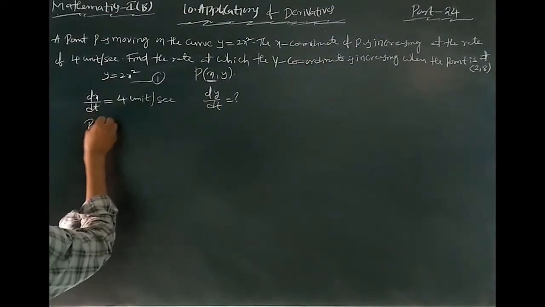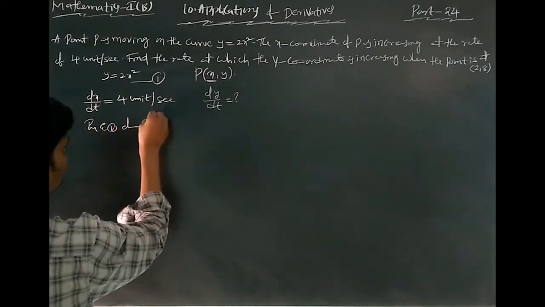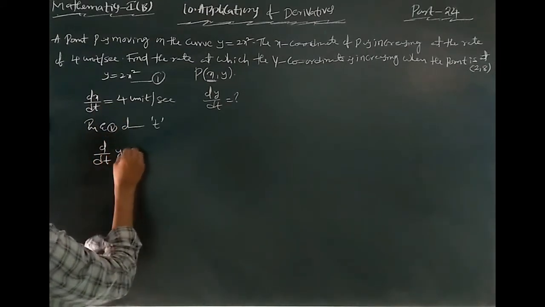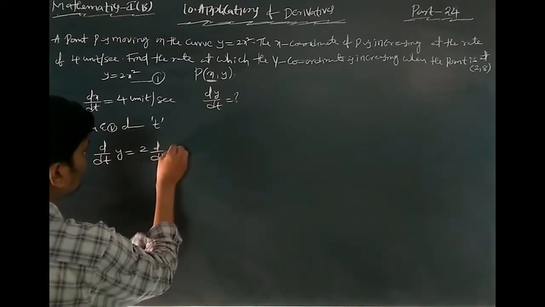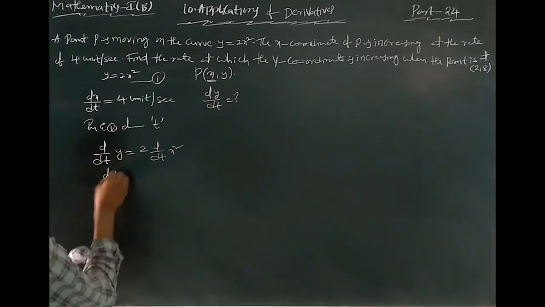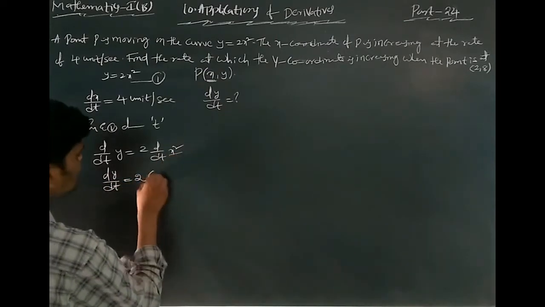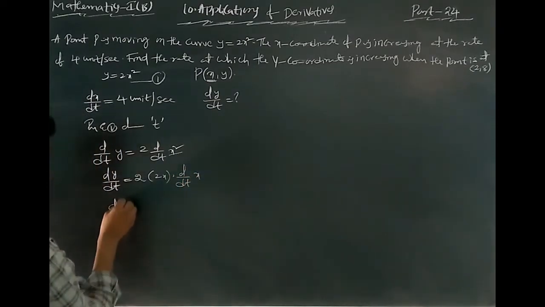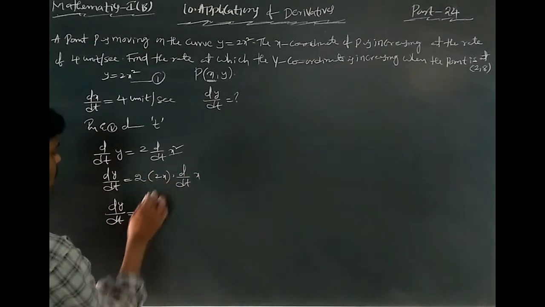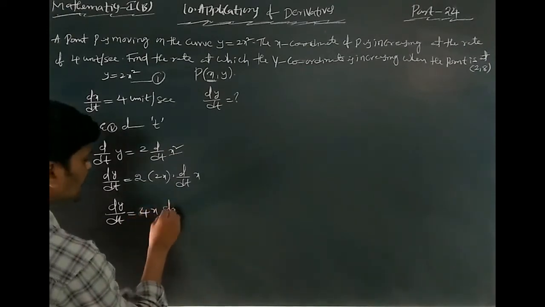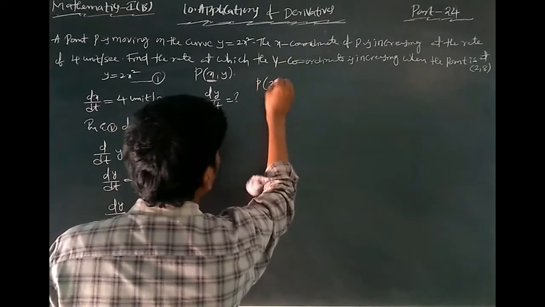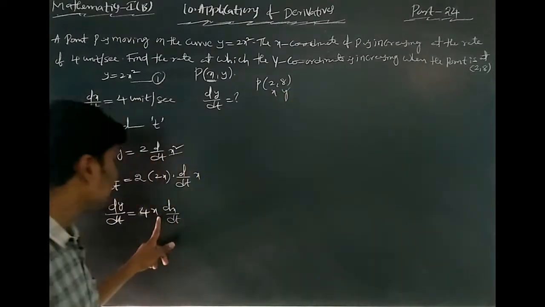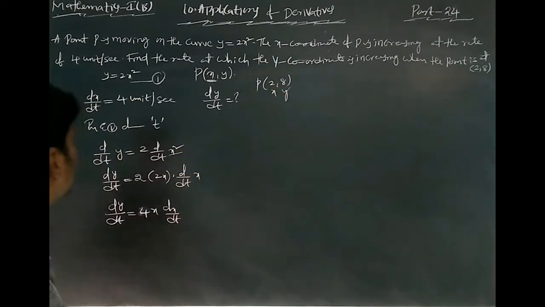First of all, in equation 1, take derivative on both sides with respect to t. Here, d by dt of y is equal to 2 into d by dt of x square. This is d by dt of x square, derivative 2x, into d by dt of x. You can write dy by dt equal to 2 into 2x, 2 2s are 4, 4x into dx by dt. See students, here point is given (2, 8). In this point, x value is 2, y value is 8. You know dx by dt value is also 4.